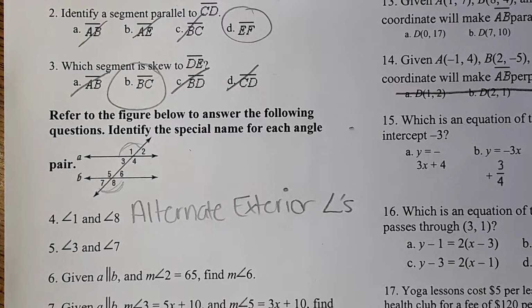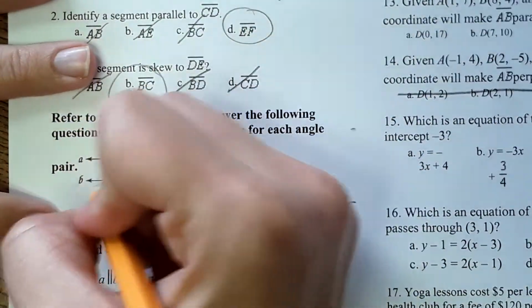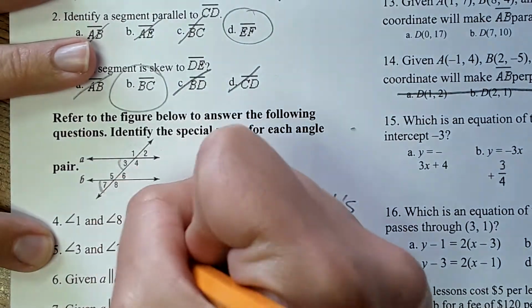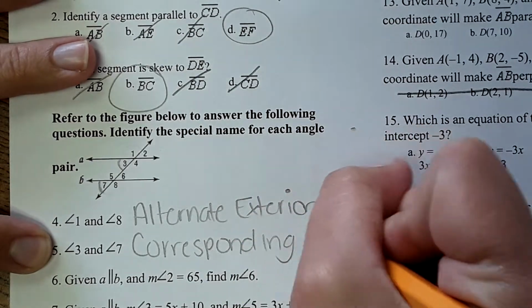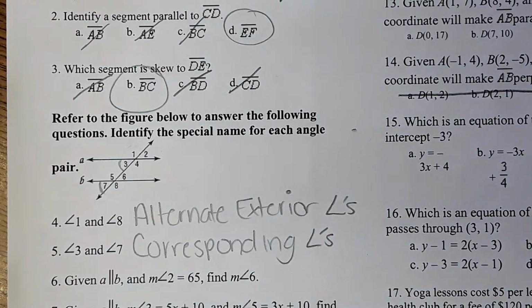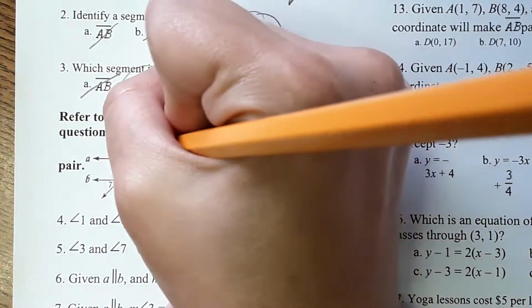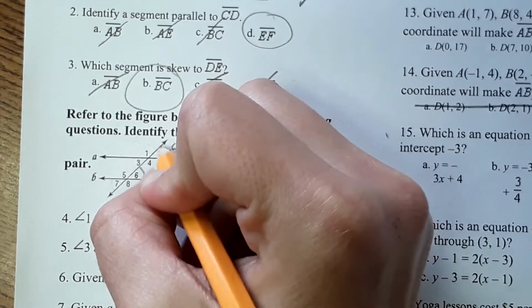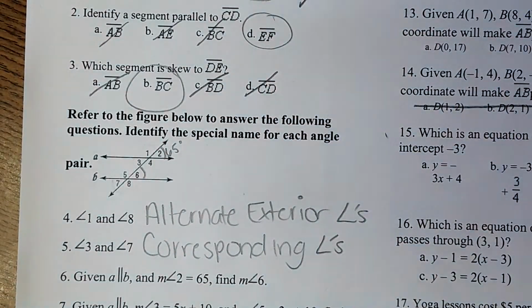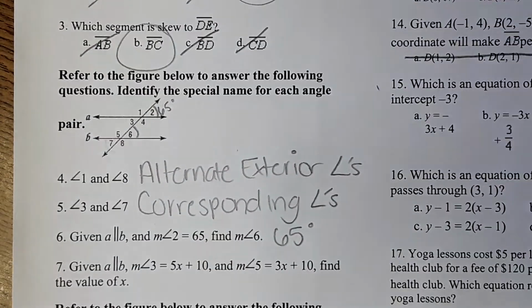Number 5, 3 and 7, looking at those 2 angles now. 3 is right here, and 7's right here. Those are corresponding angles. Then number 6, it says, given that A is parallel to B, measure of angle 2 is 65 degrees, and then it says find the measure of angle 6. Well, corresponding angles are actually equal in measure, so it's just going to be 65 degrees. It's almost like too good to be true, but it is as easy as it seems.